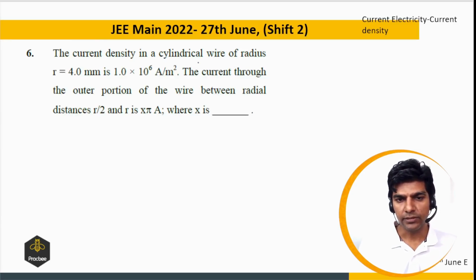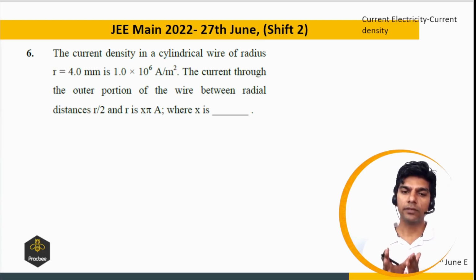The current density in a cylindrical wire of radius r, which is 4 millimeter, varies and is 10 raised to power 6 ampere per meter square. The current through the outer portion of the wire between the radial distance r by 2 and r is x times pi ampere, where x is?